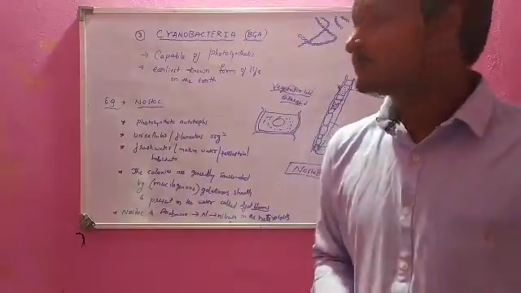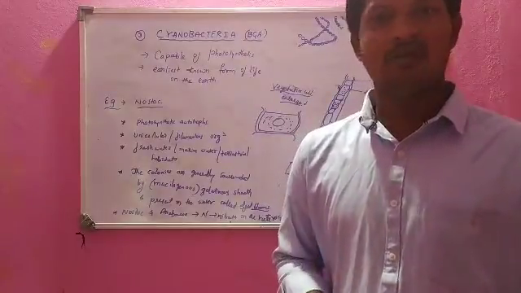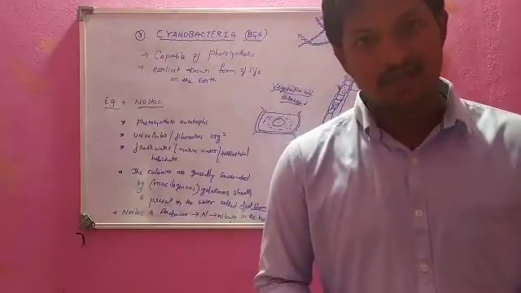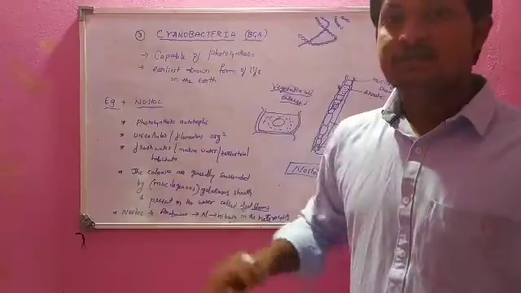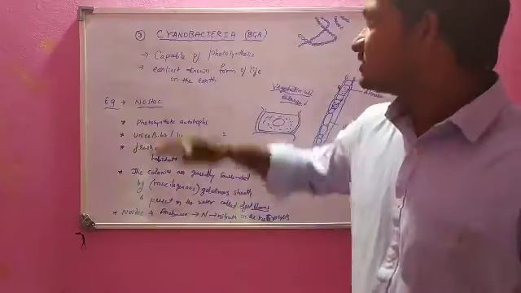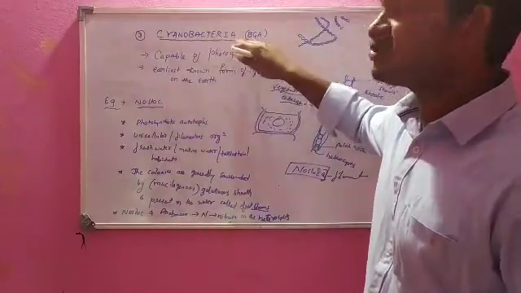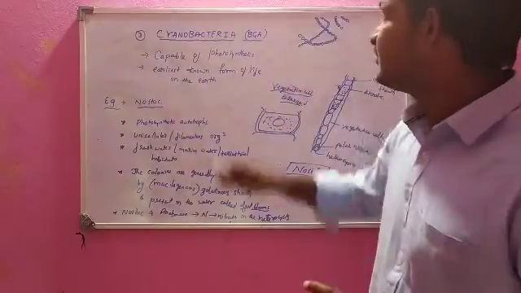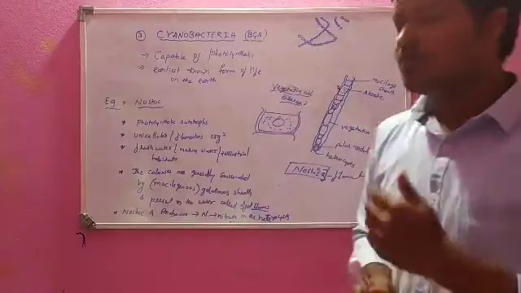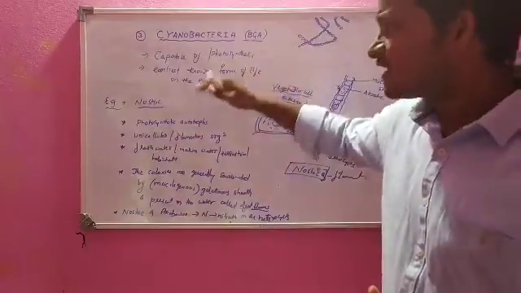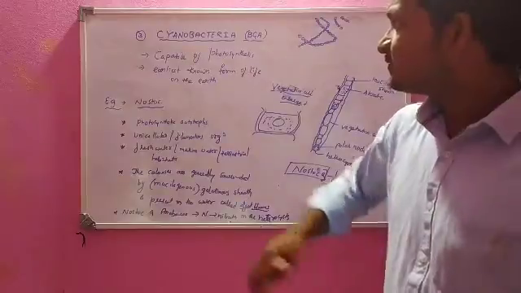Hello, good morning students. In the last class we discussed the kingdom Monera, that is archaebacteria and eubacteria, and the third one left from the Monera kingdom, that is cyanobacteria. Cyanobacteria is also called blue-green algae, or BGA. What are the characteristics of these bacteria? That is what we are going to study in this class.